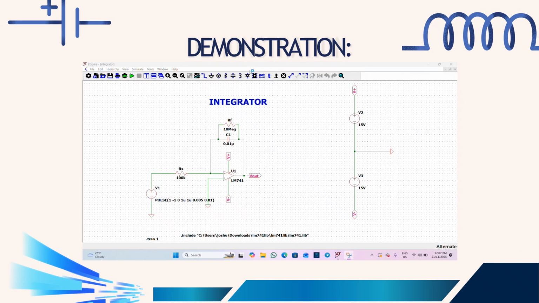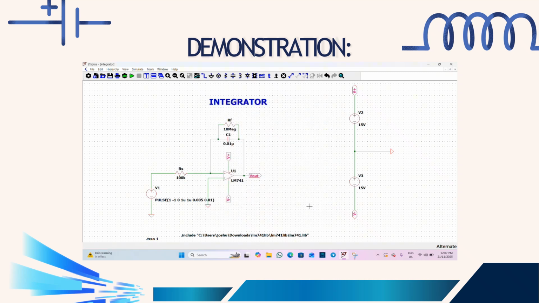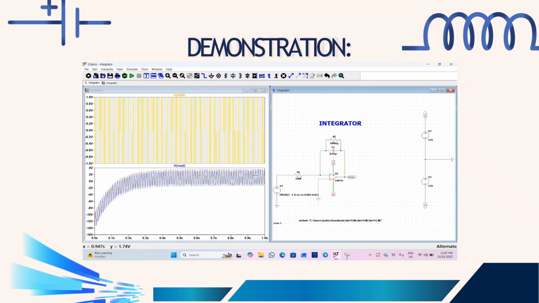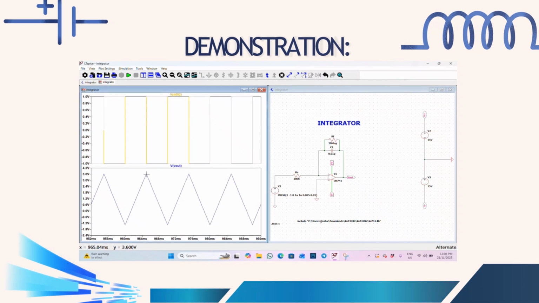Simulation for the integrator. We can see that the positive supply is connected to the inverting side of the input while the grounding is connected to the non-inverting side of the input. The source is a sine wave with the settings of 1 Vp. The simulation time is 1 second. So we will run the circuit now. We will take the last 2 cycles to obtain the actual value. We can see that the input is a sine wave with 1 volt and the output voltage is a triangular wave with 3.6 volts.